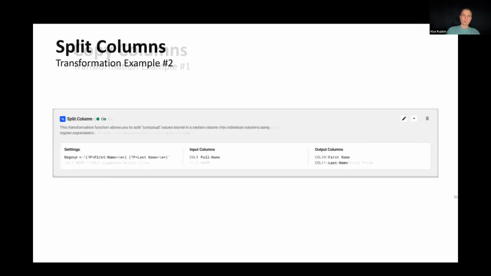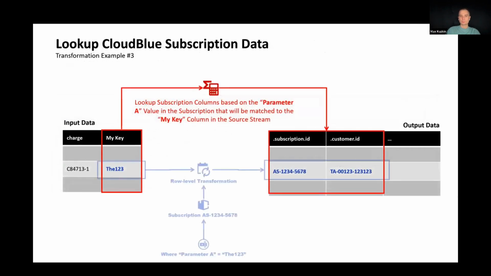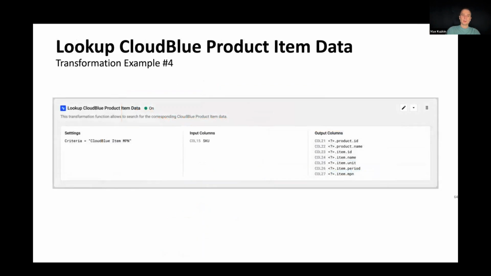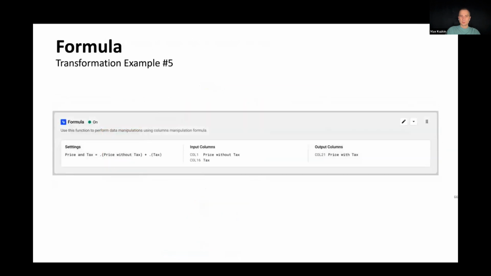It will be possible to apply simple copy operations to columns. It will be possible to split columns based on a certain regular expression. It will be possible to perform a lookup of subscription data based on a certain identifier, or to look up subscription data based on parameters. It will be possible to look up product item data, for example, or to apply mathematical formulas, like if you have two columns with price and tax, calculate the total price with tax.